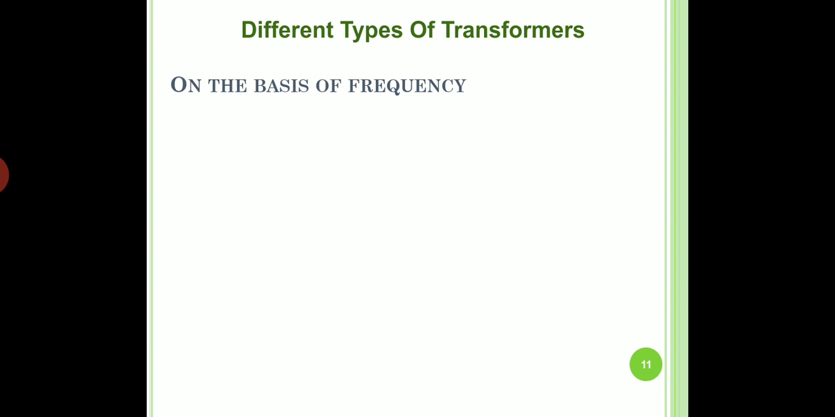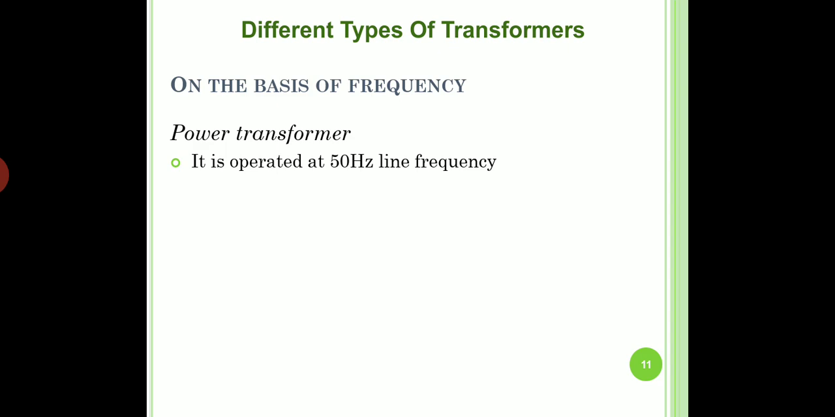Again, on the basis of frequency, we have a broad classification into power transformers, which work at low frequencies, that is 50 hertz only, which is the line frequency. In all applications at different voltage levels, the line frequency will remain the same. Because they work at 50 hertz, they are meant for power applications, power transmission stages or receiving stages, and hence are referred to as power transformers. And they look like this.